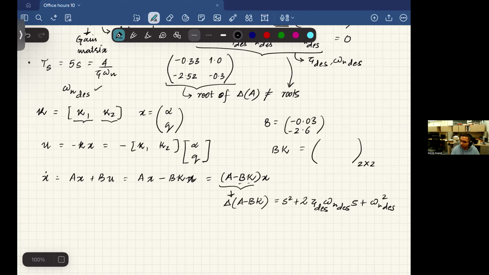So once I go ahead and write down the characteristic equation here, it will come out in terms of K1 and K2. And I can simply compare the coefficients of S and the constant part to get K1 and K2.